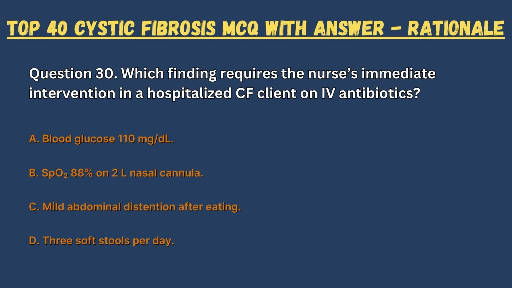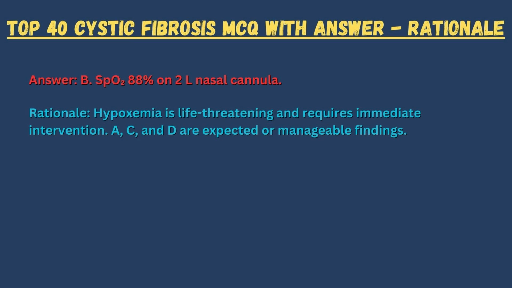Question 30. Which finding requires the nurse's immediate intervention in a hospitalized CF client on IV antibiotics? A. Blood glucose 110 mg per deciliter. B. SpO2 88% on 2 liters nasal cannula. C. Mild abdominal distension after eating. D. 3 soft stools per day. Answer. B. SpO2 88% on 2 liters nasal cannula.